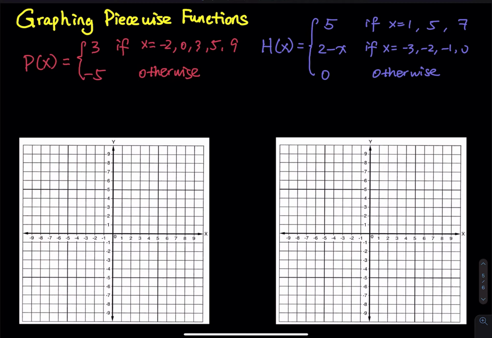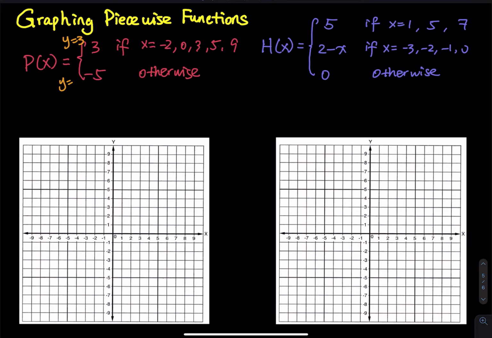What does the 3 stand for? That stands for y equals 3 if x equals one of those 5 values. And y equals -5 if x does not equal those 5 values. That is what the otherwise means.